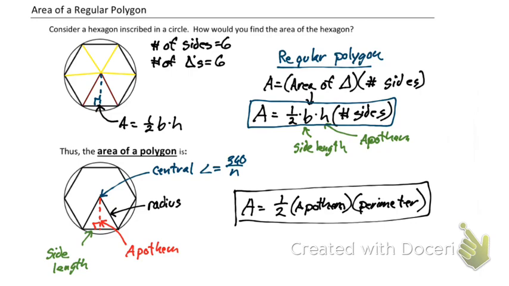So two equations. First equation: 1/2 your side length times your apothem times your number of sides. Our second one is 1/2 your apothem times your perimeter. You've got to know these formulas, guys. The test is on Monday, and if you don't know the formulas, you're going to tank this test.